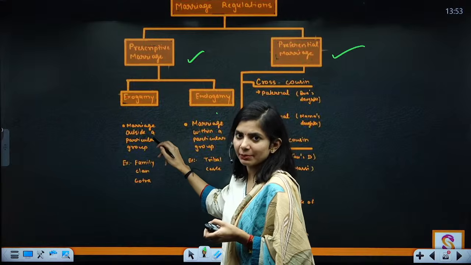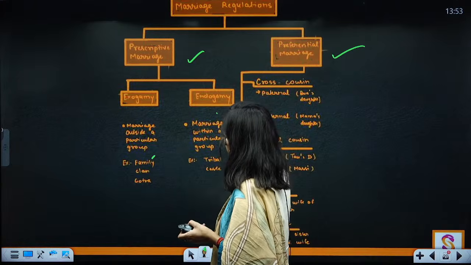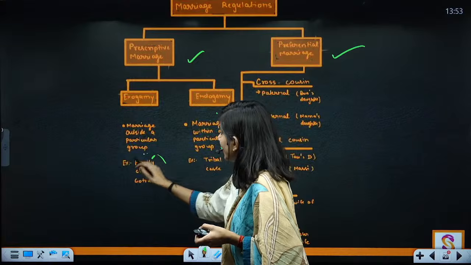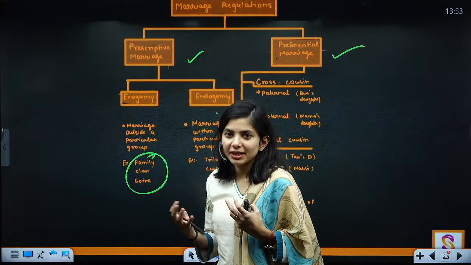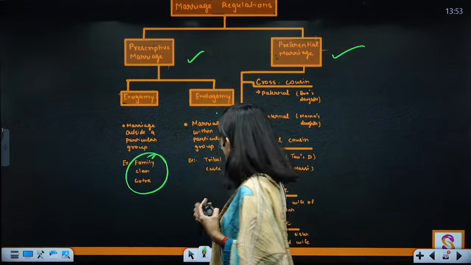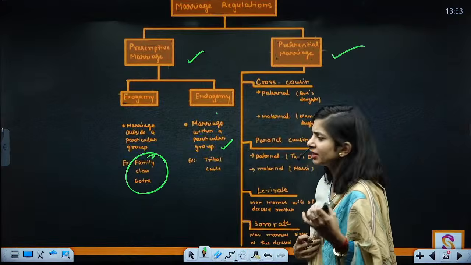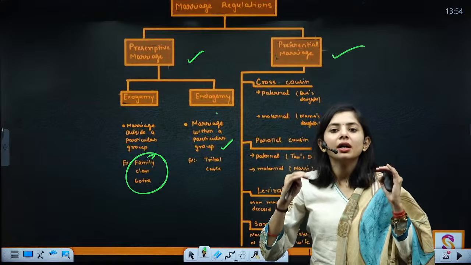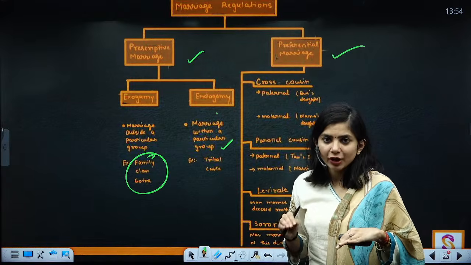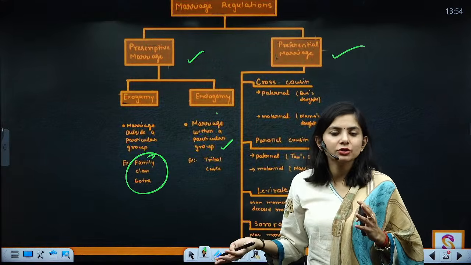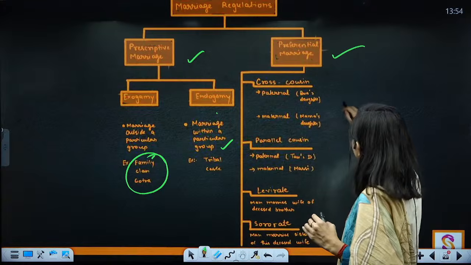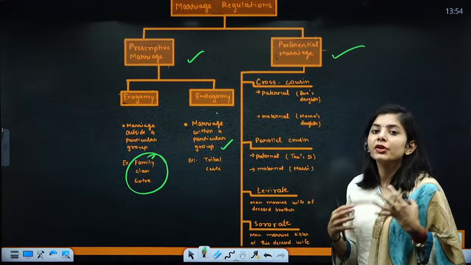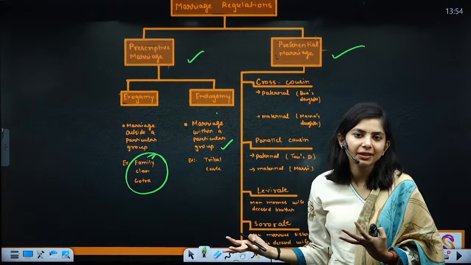Exogamy is outside the group, endogamy within the group. Outside the group means outside the family, outside the clan, outside the gotra, whereas endogamy is within the tribe or within the caste. Even now we have caste endogamy but gotra exogamy. Fine, okay. Next is preferential marriage, meaning with whom you will preferably get married.